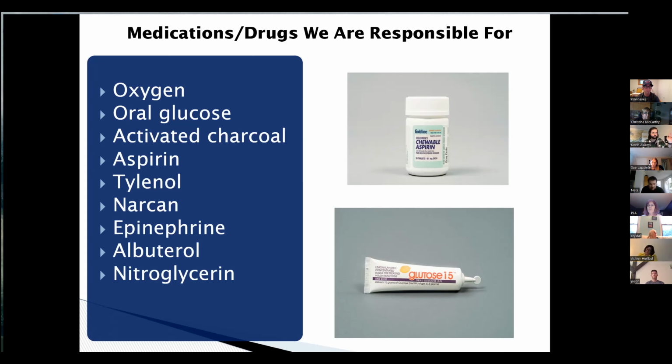So these are the medications for the most part that you will need to know. We do have activated charcoal up here, which we'll talk about, but just so you're aware, this is no longer a responsibility of yours in the state of Vermont, and we'll talk about why when we get there. But everything else: oxygen, oral glucose, aspirin, Tylenol or acetaminophen, Narcan, epinephrine, albuterol, and nitroglycerin. These are some big ones that we're going to have to know. These are all the medications you will be responsible for.